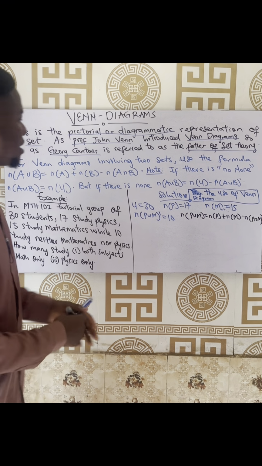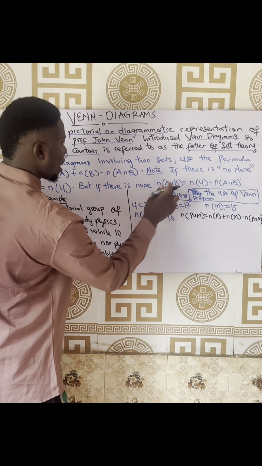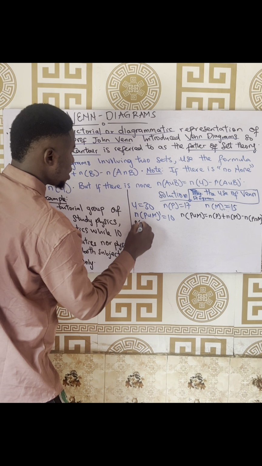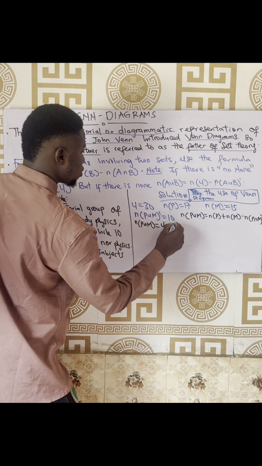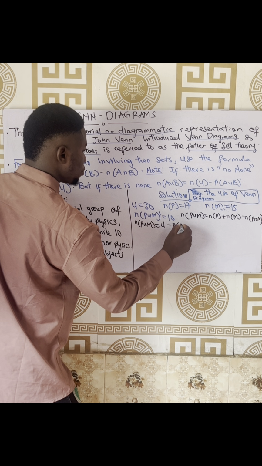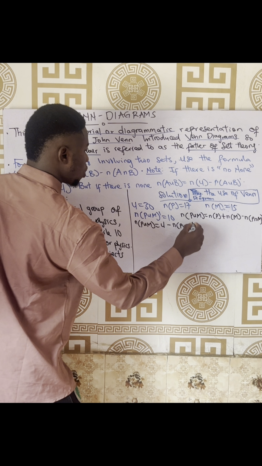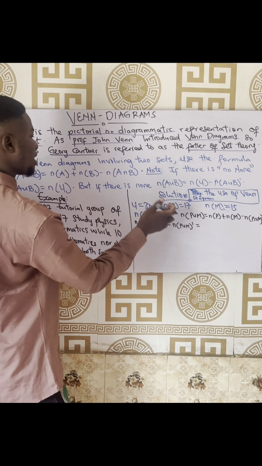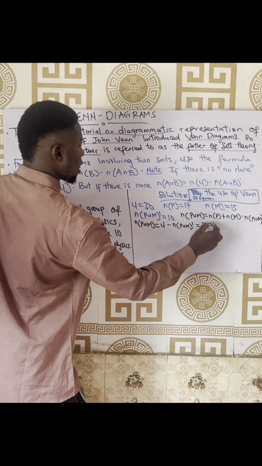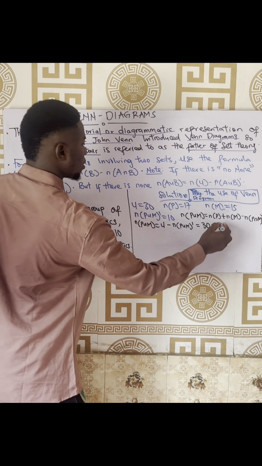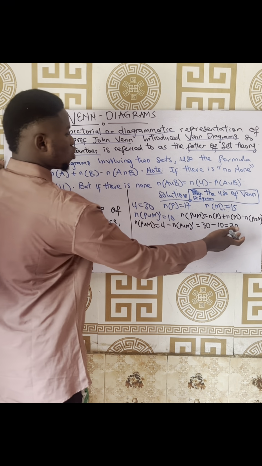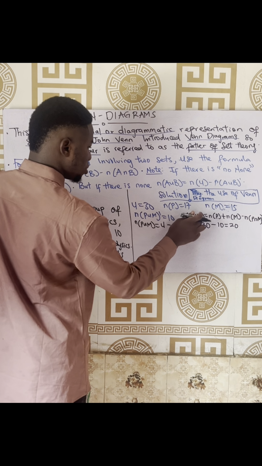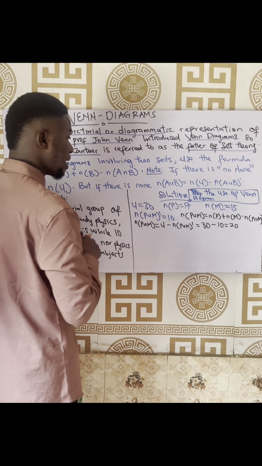So therefore, this simply means that our n(P union M) would equal the universal set minus the none, n(P union M) complement. So this is the universal set, that is 30. The none, that is 10. So this is equal to 20. Since our P union M is now 20, we will now substitute into this formula.